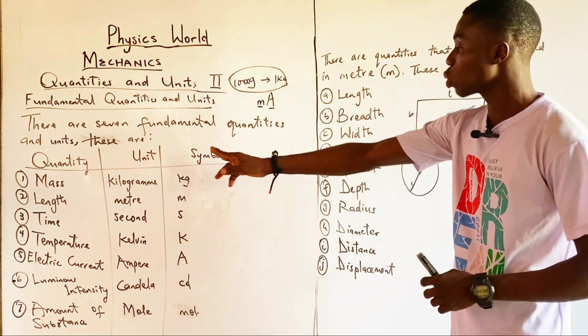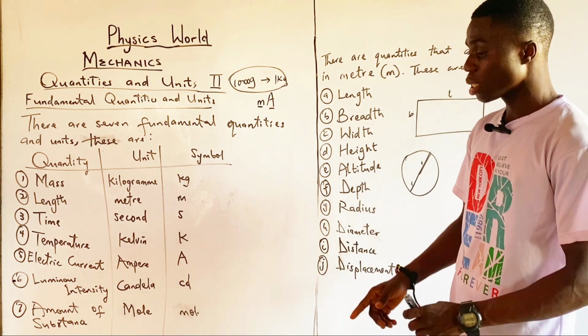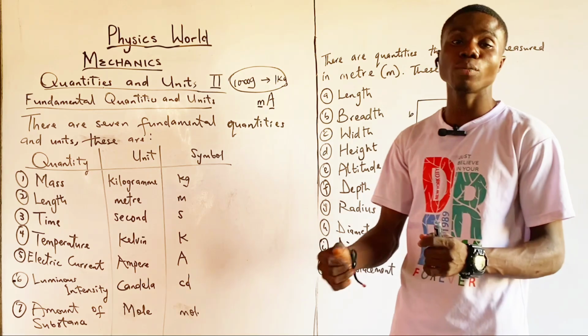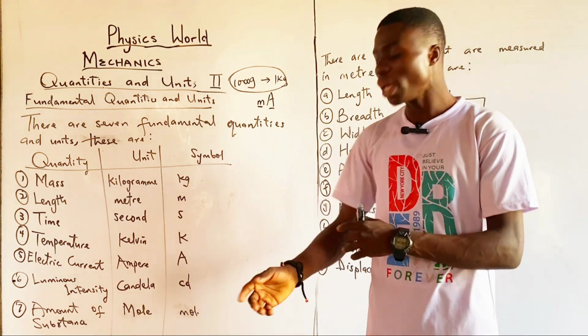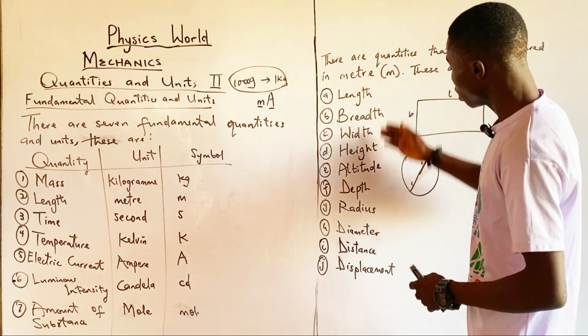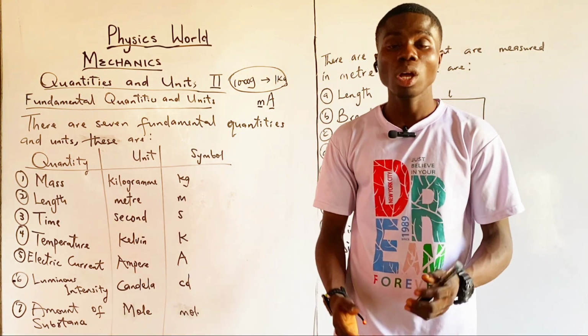Distance, the difference between 2 endpoints, that's what we call distance. So distance is also measured in meter, and displacement also is distance traveled in a specific direction. We will explain this part very well. So just know that all these always use meter also.